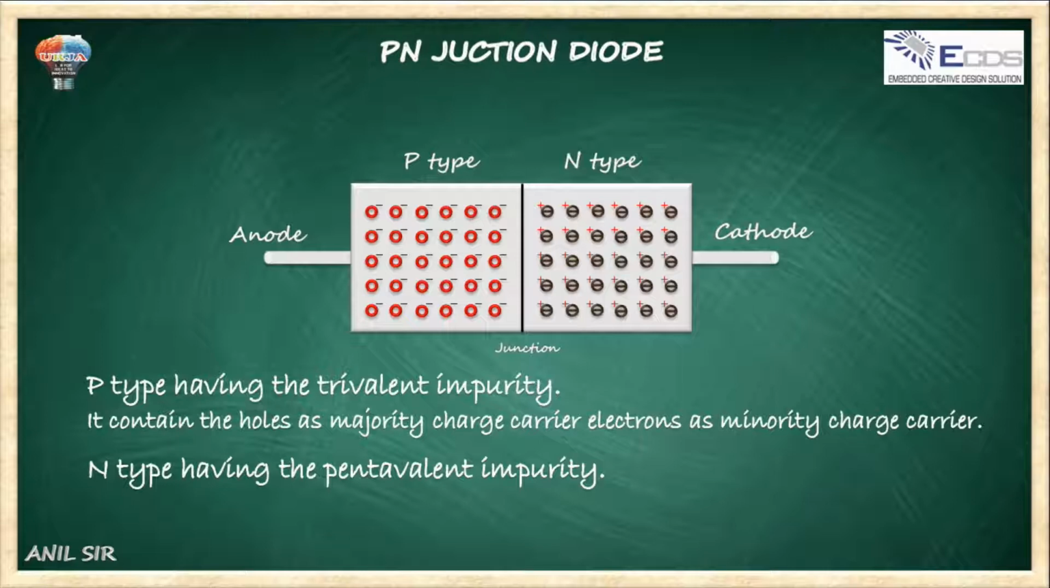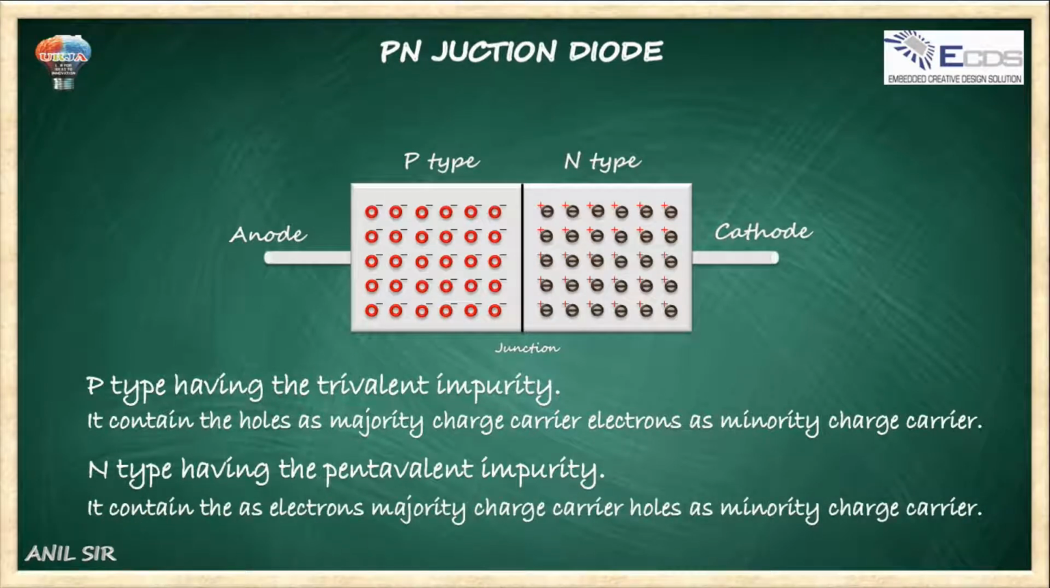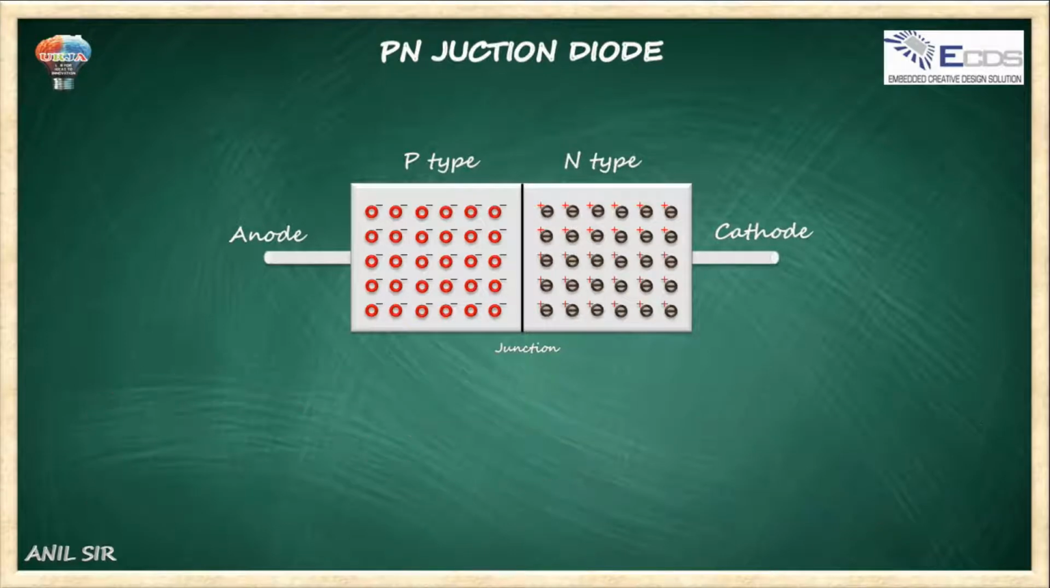So it contains electrons as a majority charge carrier and holes as a minority charge carrier. So N type material having the electron as a majority charge carrier and holes as a minority charge carrier. So let's start how it works. So let's study. These are the holes present in a P type material and these are the electrons present in an N type material. These are the electrons.